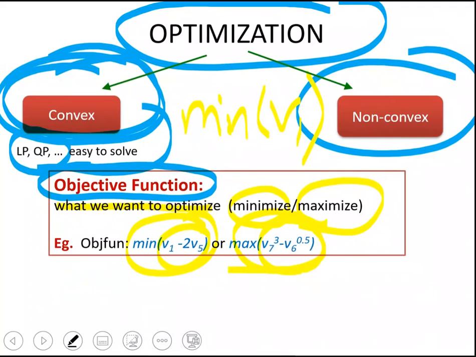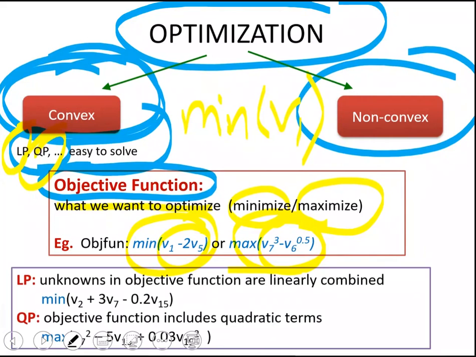So objective function can be very complex, but most of the time for biological systems, for metabolic networks, our objective function will be very simple, and we will use straightforward optimization algorithms such as linear programming or quadratic programming to solve for the unknown rates. So linear programming means the unknowns in the objective functions are linearly combined.